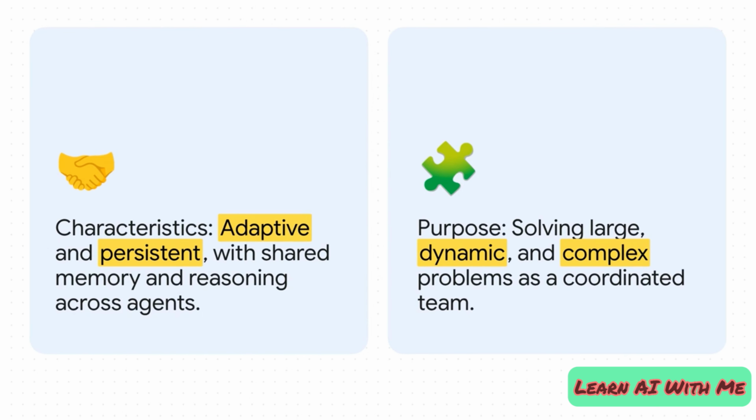What makes these systems so incredibly powerful is that they are adaptive and persistent. They actually use shared memory and reasoning across the different agents. So this isn't about a one-off task anymore. It's about solving large-scale, ongoing challenges where the whole system learns and gets better over time.